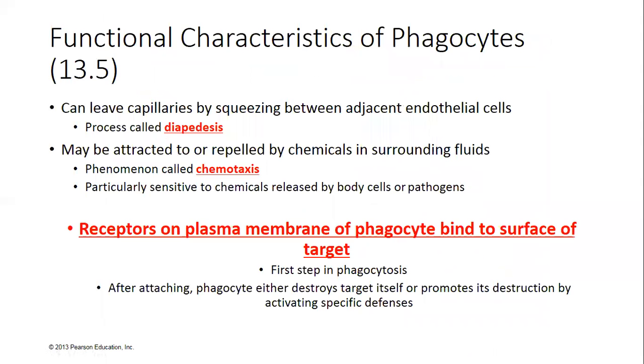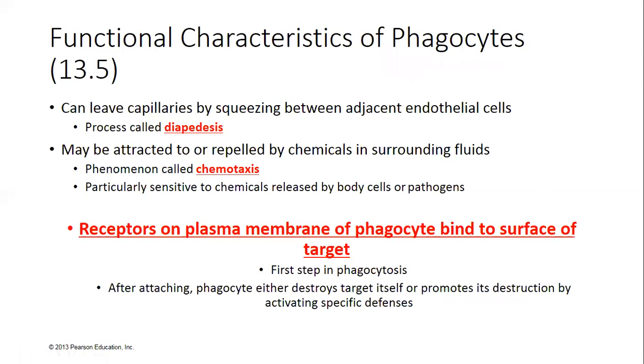So these phagocytes can squeeze between endothelial cells. It's called diapedesis. That is the process they use to move between cells. Or they can be attracted or even repelled by certain chemicals in surrounding fluids. We've talked about chemotaxis before. That's basically what chemicals attract phagocytes like neutrophils to the site of infection. They migrate through the blood and into the tissue because they're attracted to that chemical. And that chemical may be a signal from the tissue that it's damaged or infected.